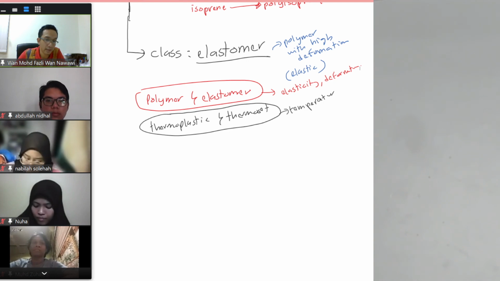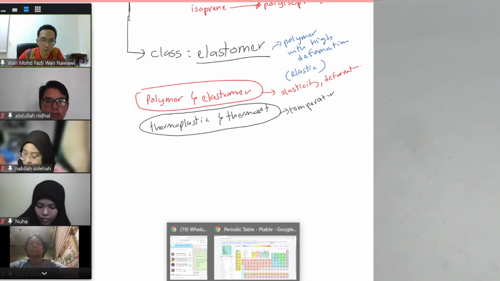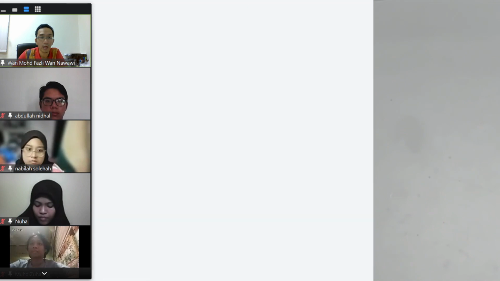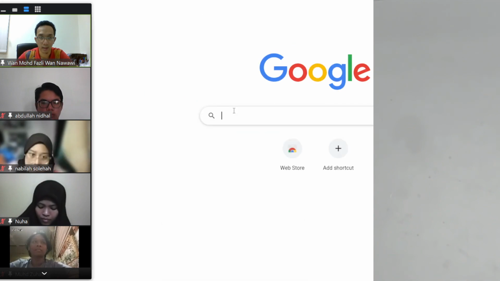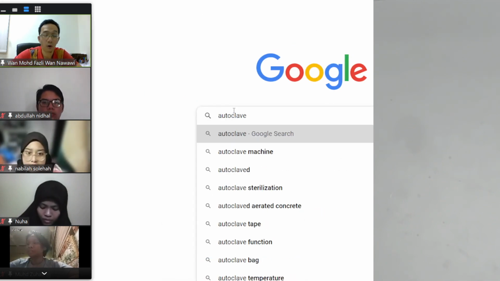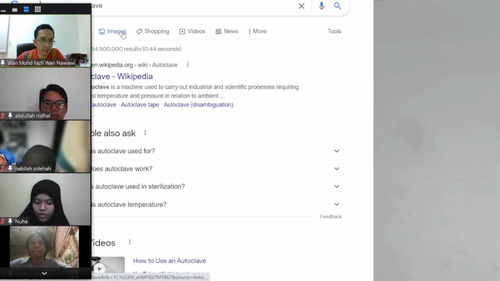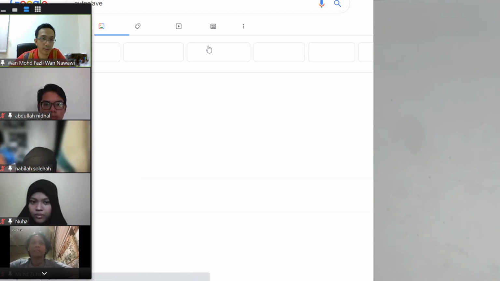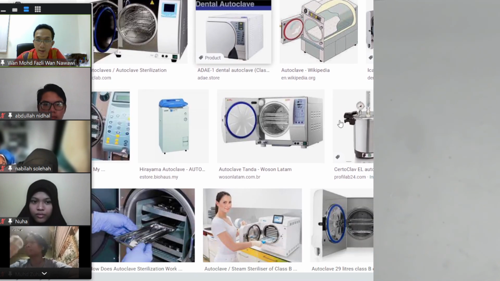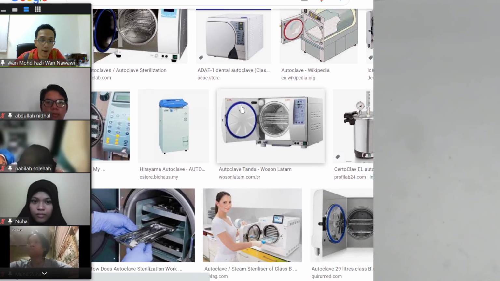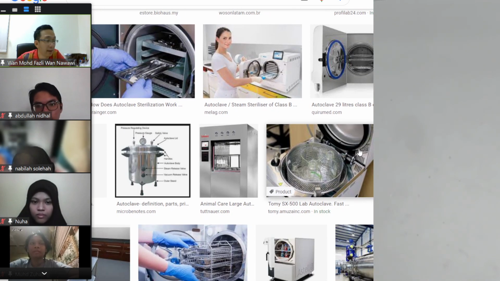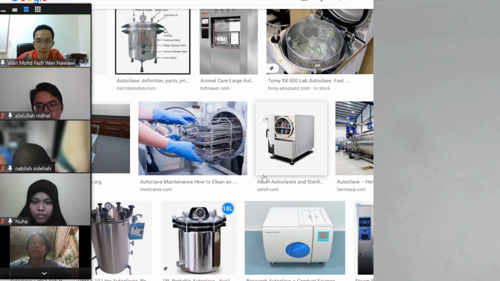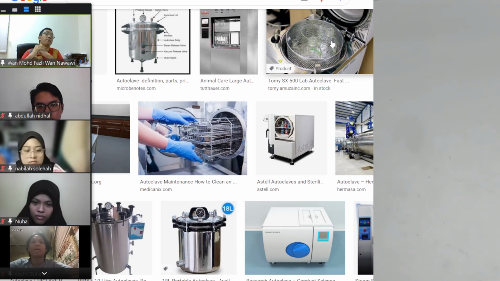So if you see any autoclave, or pressure cooker, you can see the image. I hope you can see. Okay, you can see in the autoclave you have this black thing, right? You see this thing, right? The black thing. So all this is the gasket, and this gasket is made from the elastomer.